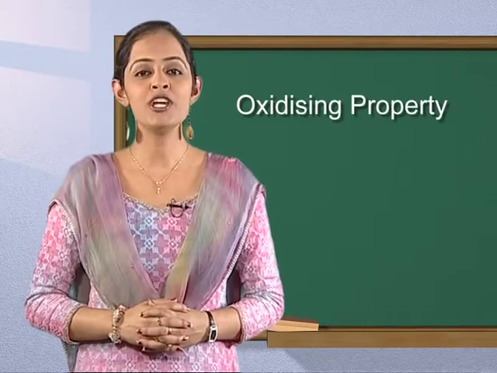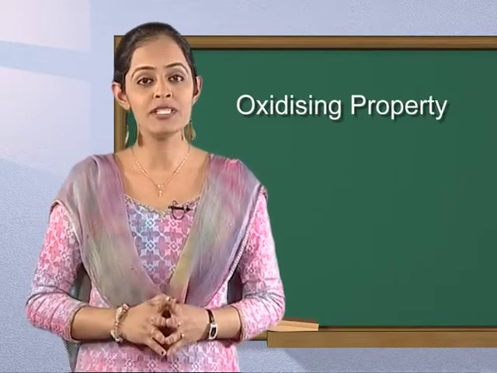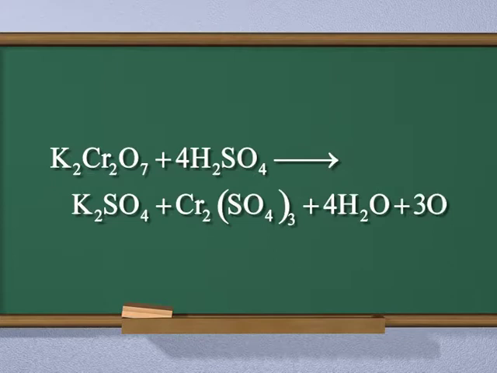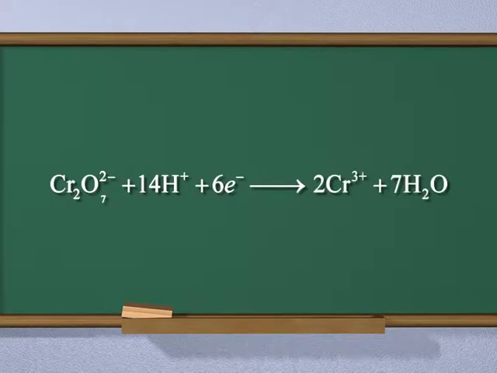Now, let us discuss the oxidizing property of potassium dichromate. Potassium dichromate also exhibits oxidizing property. Potassium dichromate reacts with sulfuric acid to form potassium sulfate, chromium sulfate, water and nascent oxygen is liberated as shown in the equation. Ionic equation is also shown here as it highlights that dichromate ions react with hydrogen ions and electrons to form tri-positive chromium ions and water.